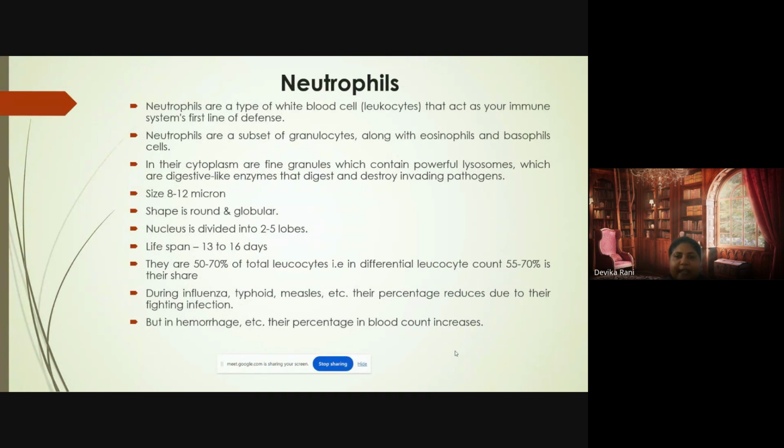During infections like influenza, typhoid, measles, etc., their percentage reduces due to their fighting of the infection. But in a case like hemorrhage, etc., their percentage in blood count increases initially as a response.